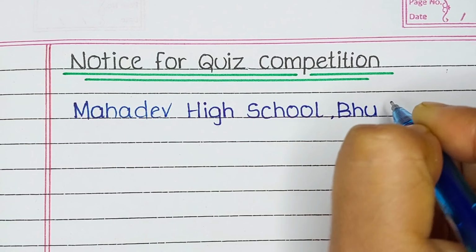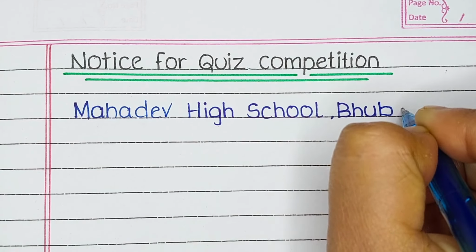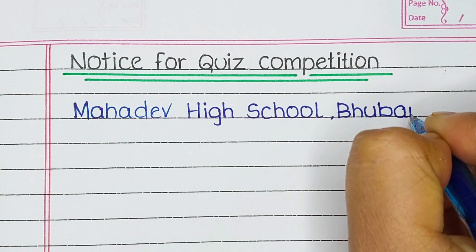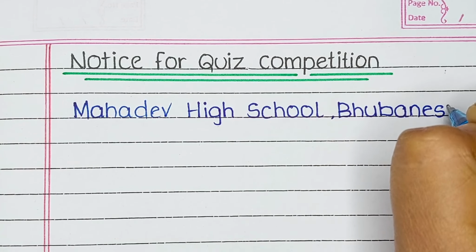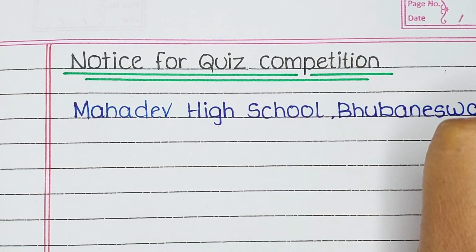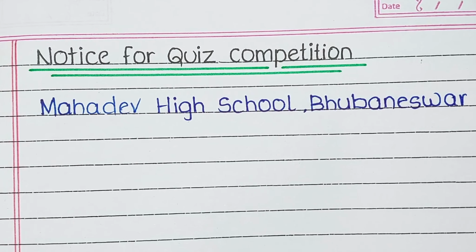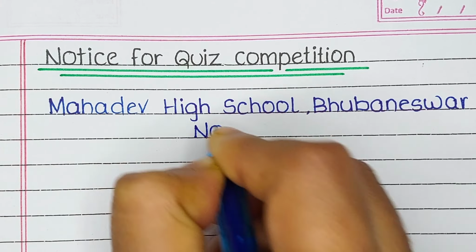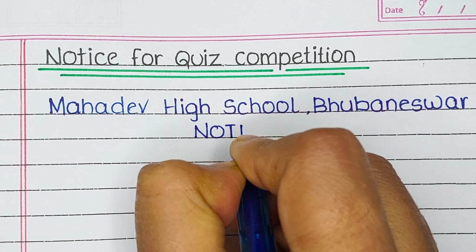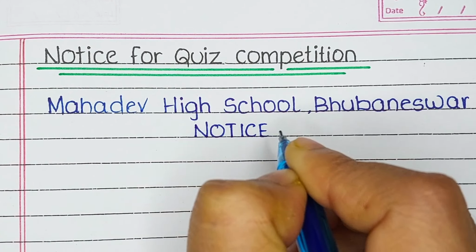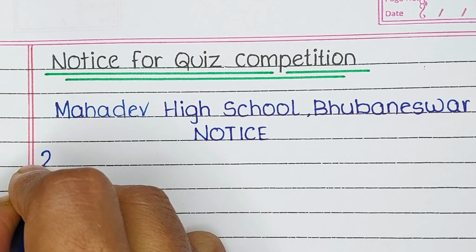First of all, you have to start with the name of the school. Here, for example, I am writing Mahadev High School, Bhubaneswar. Next, you have to write notice in bold letters.